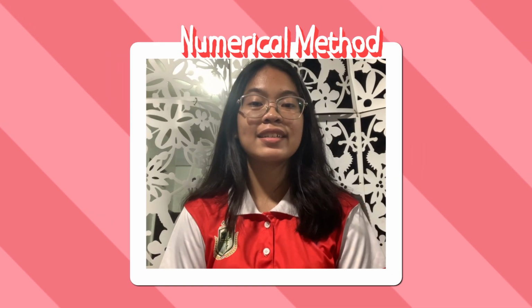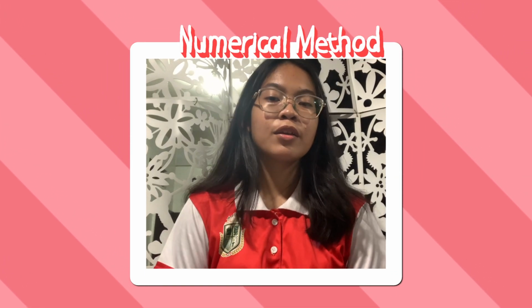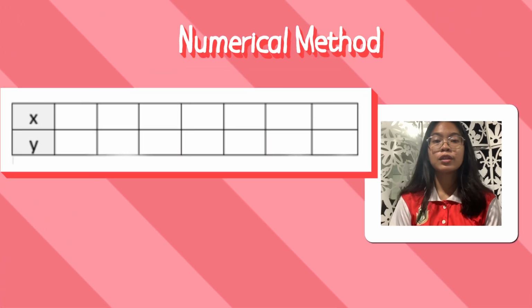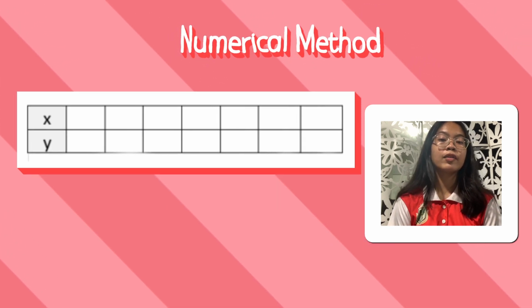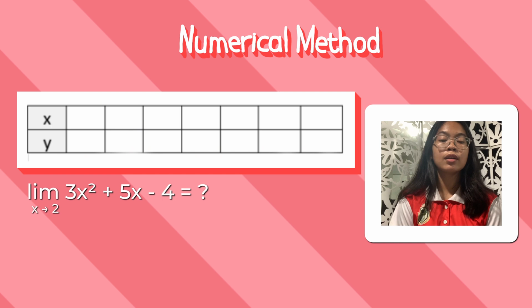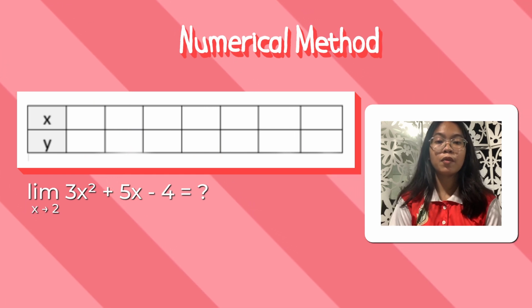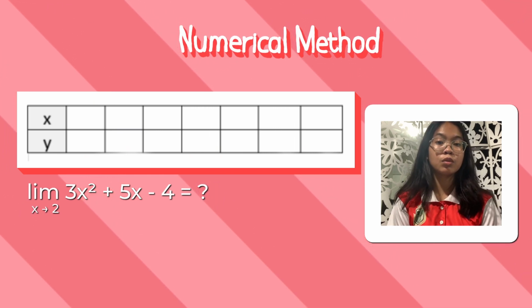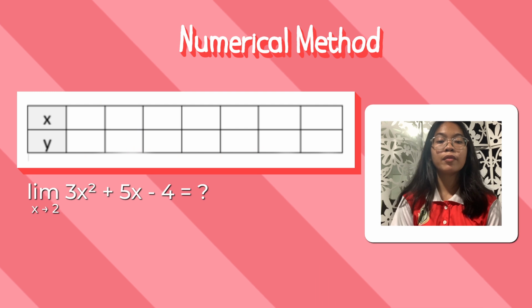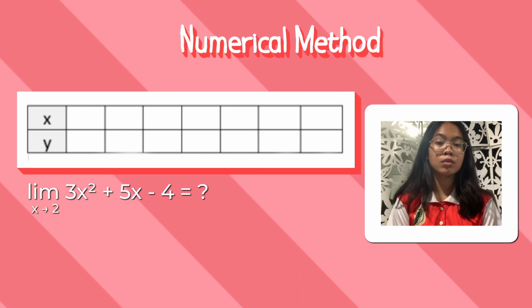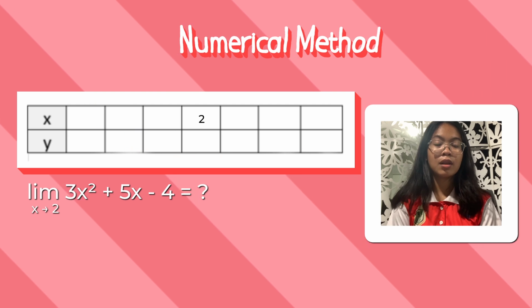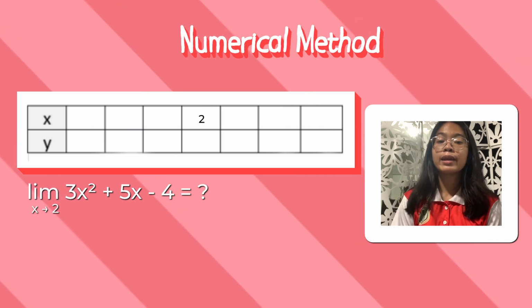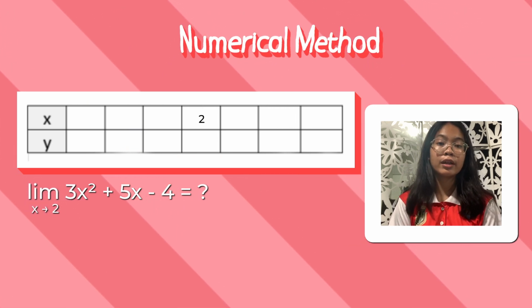And I'll discuss the numerical method. Using the table of values, we can determine the limit of a function. Given the limit of 3x squared plus 5x minus 4 as x approaches 2, we can see that the value of our x is equal to 2, and that value we will place in the middle of our table, while we will fill the remaining x values with the numbers that are close to 2.